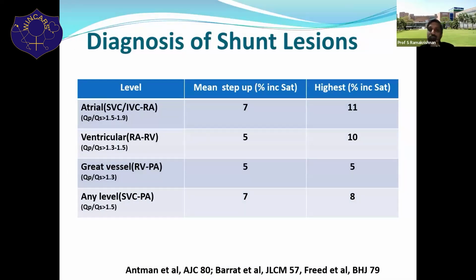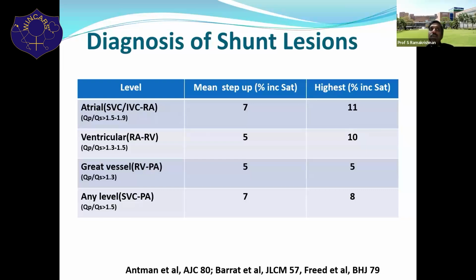So how do you diagnose shunt lesions? This is a very important slide that everybody should understand and remember. Whenever the question is whether the patient is operable or inoperable, or if you want QP:QS assessment as the primary thing, you should take at least two sets of samples. The ideal way of sampling is to take sequential samples while going in and while coming out. You go into the SVC, take a sample, then RA, RV, and PA. And when coming out, you take PA, SVC, and IVC samples. That is a very critical thing.